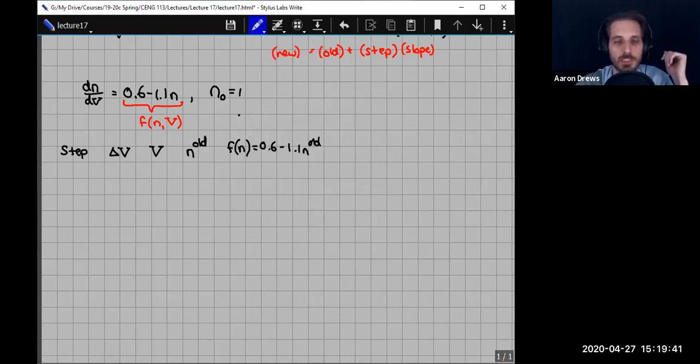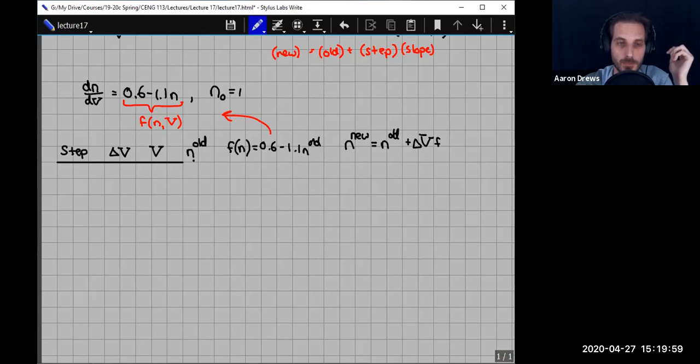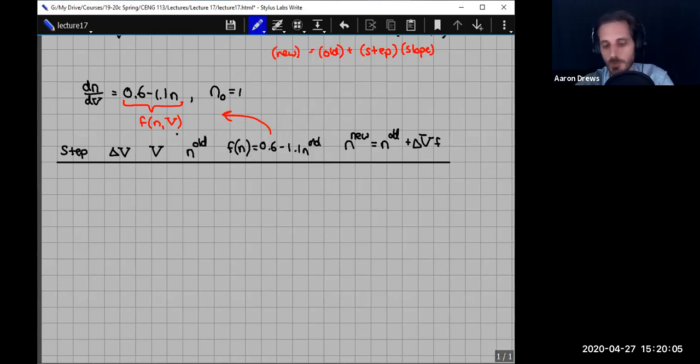And that is because we wrote it here, right? That's our f sub n that we've got. And then we can calculate a new value, n new is n old plus delta v times f. And we can set this up and go as far as we want. It doesn't really matter. I mean, it does matter. You have to have a stopping point sooner or later.